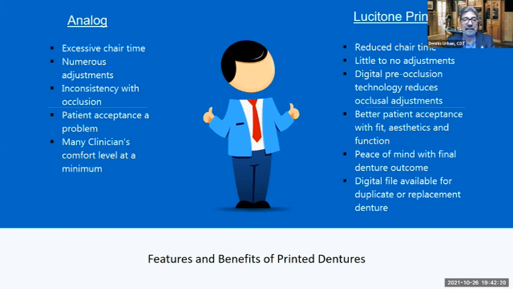So analog, we have that excessive chair time and adjustments, inconsistency with occlusion. I'm not saying in all the cases, but these are some of the things that we faced over the years. And on the Lucitone printed, we have reduced chair time, little to no adjustments, digital pre-occlusion technology, and that reduces occlusal adjustments. And the digital file is always available for duplicate or replacement dentures. Even if the patient breaks the denture or the dog eats the denture, we'll always have that file. We can make the exact fitting and exact denture that we need to make.